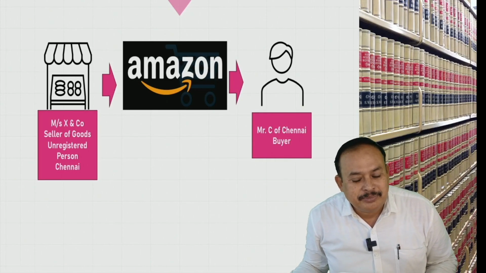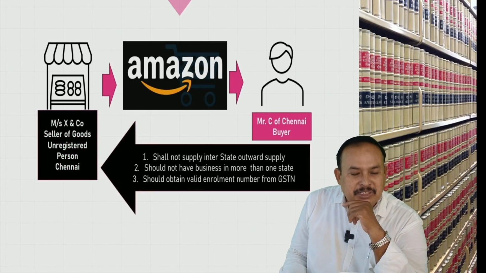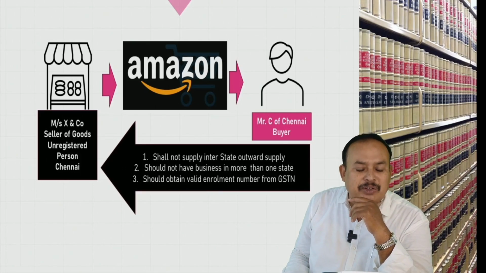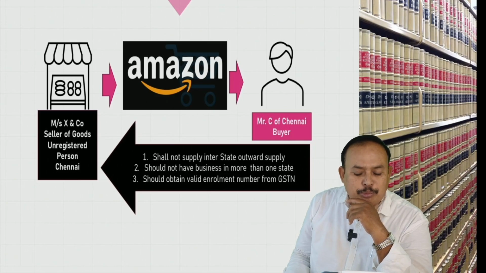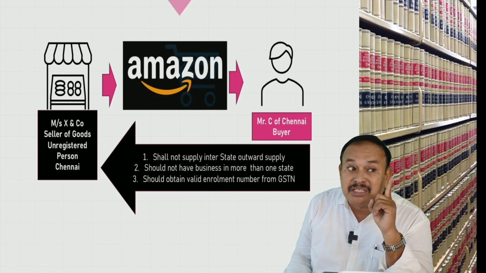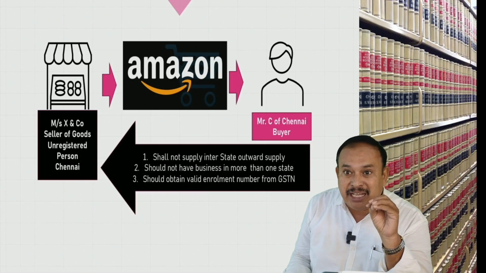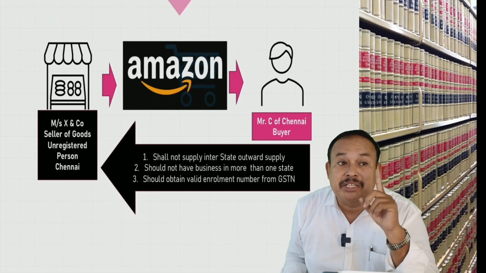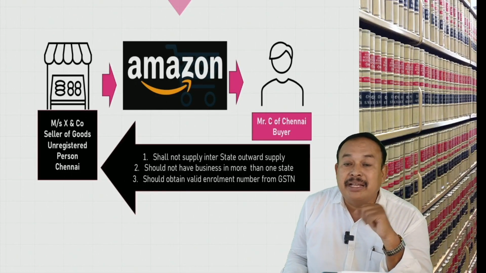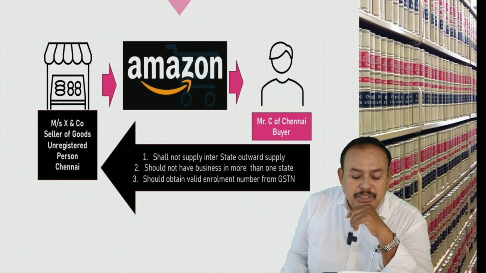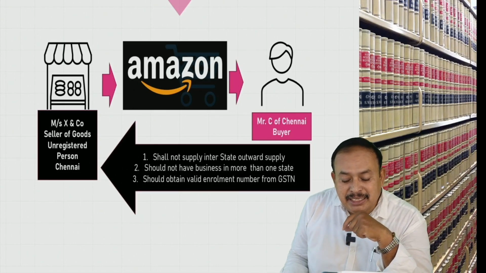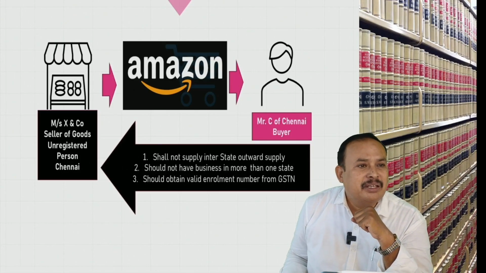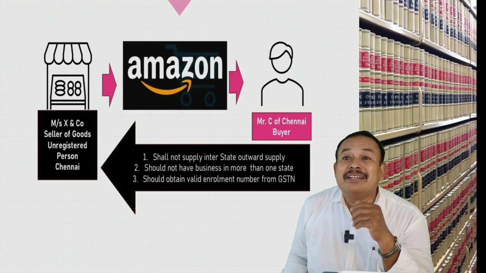Understood? Now look, conditions apply. Condition number 1, shall not make interstate outward supply. Condition 2, should not have business in more than one state. Only in one state should the business be, not in 10 states. Then should obtain a valid enrollment number. From where? From the GST network portal, by giving know your customer.